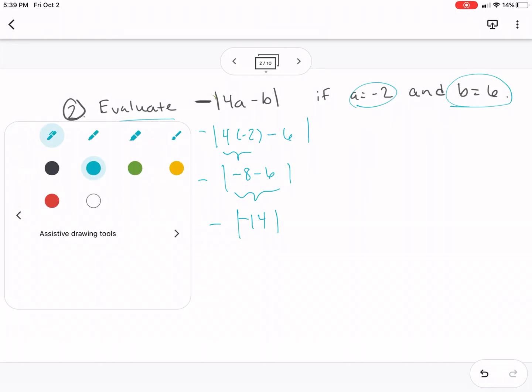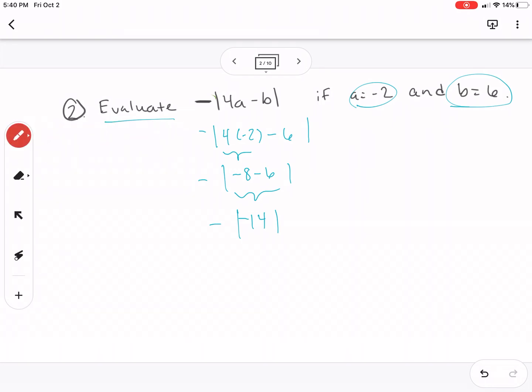Once you get your absolute value simplified, you can actually take the absolute value. The absolute value of negative 14 is positive 14. But because this question had a negative separate from that, even though the absolute value became positive, that negative is still in the final answer. So our answer here is negative 14.